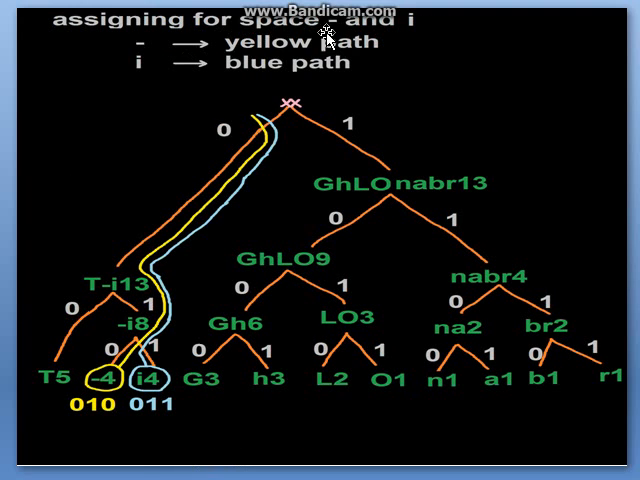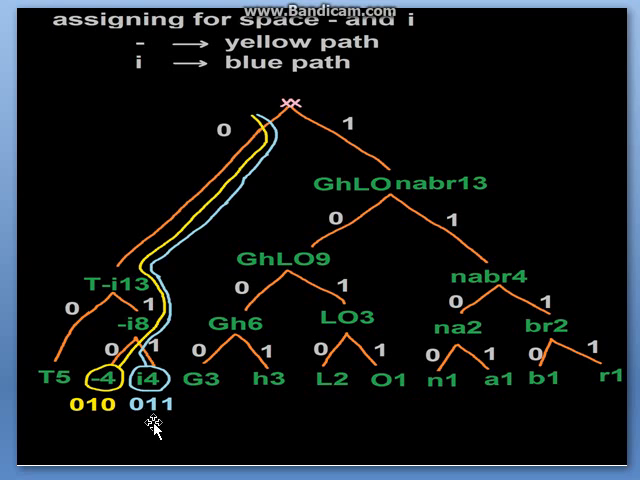Now we'll assign codes for dash and I. We'll follow a yellow path for dash. Starting from top, we have a 0, then 1 and another 0. So we have 0 1 0 for dash. Now for I, we'll follow a blue path from top side. We have a 0, we have 1, and getting towards down we have another 1. So I can be represented as 0 1 1.